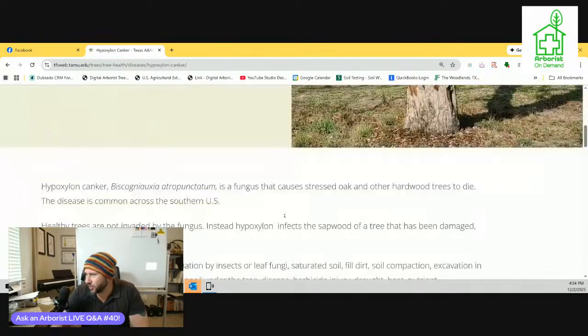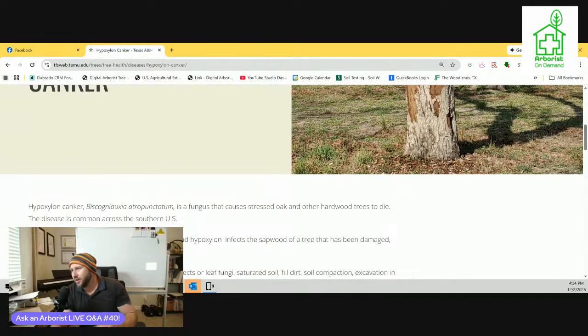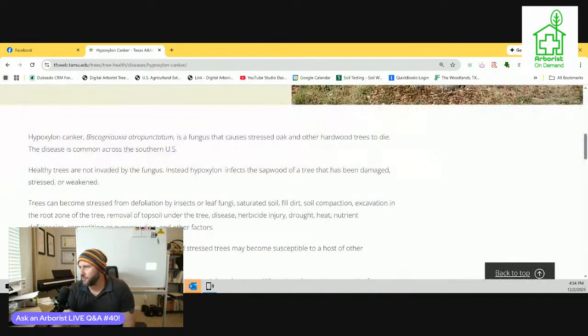It's mostly caused by drought stress. That is a common reason why hypoxylon can get involved in a tree to begin with. But if you read here, it infects the sapwood of a tree. That's that vascular tissue we were talking about. Very important to know that. It can be defoliated by insects or leaf fungus, saturated soil, fill dirt, soil compaction, excavation in the root zone of the tree, removal of topsoil, disease, herbicide injury. Drought is the most common one.